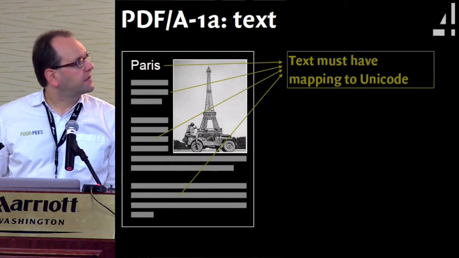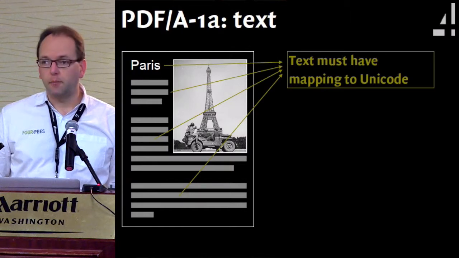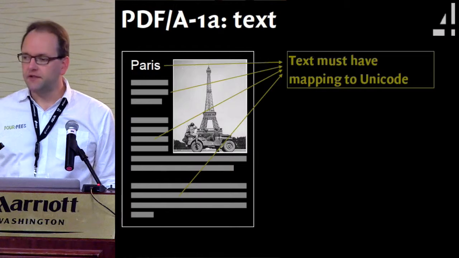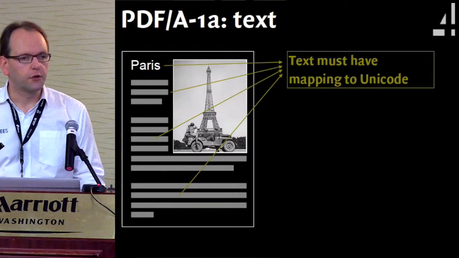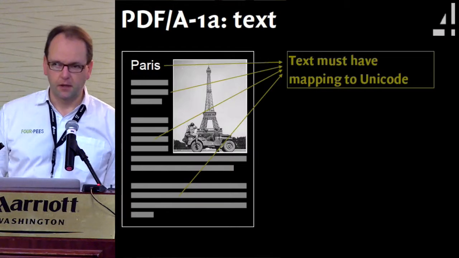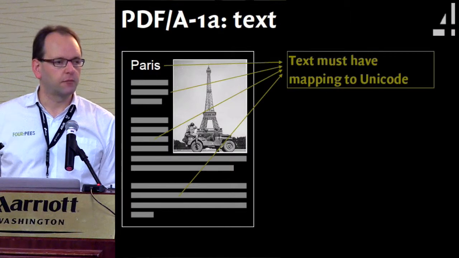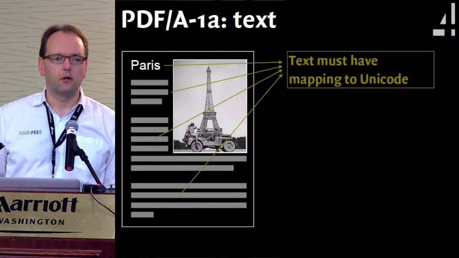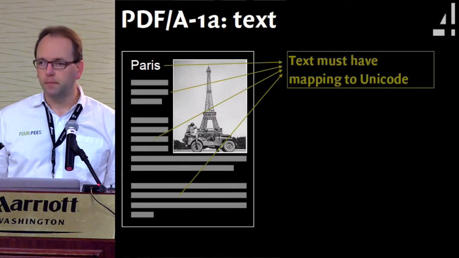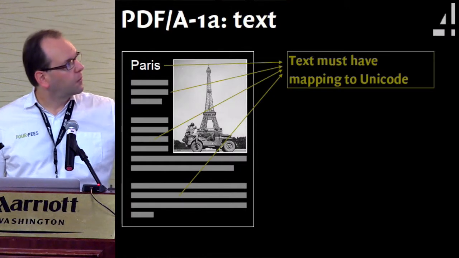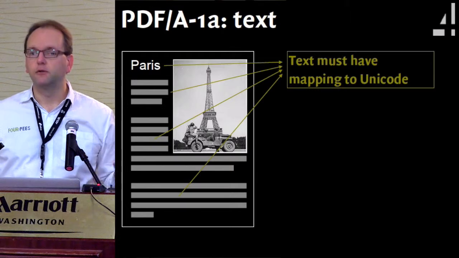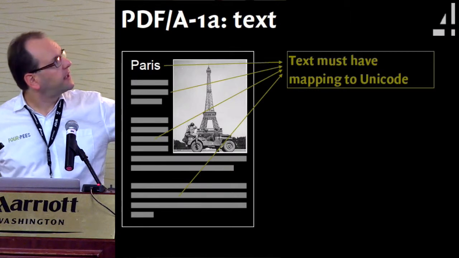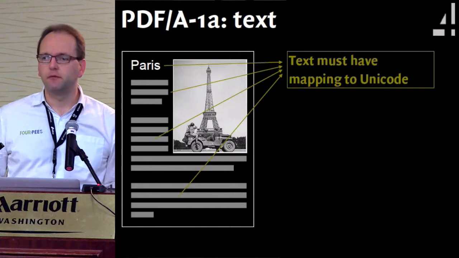And the reason for that is that I want to be able to do copy and paste, for example. I want to take a PDF file, select something, copy and paste it into a Word document, and it has to be correct. Now, if you try that with PDF documents in general, it might work, but it's not going to work all the time, because not all PDF files are created with this mapping to Unicode, as it's technically referred to. So in a PDF A1A file, this has to be there.